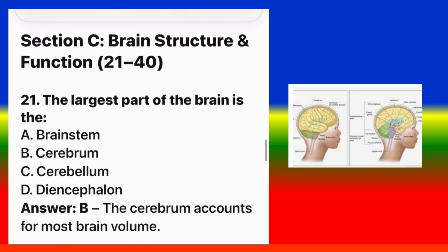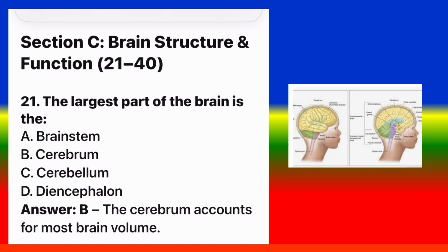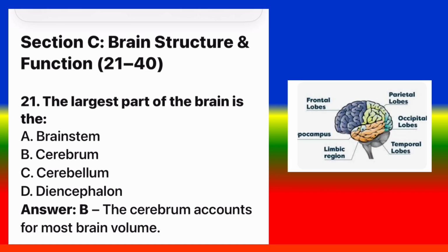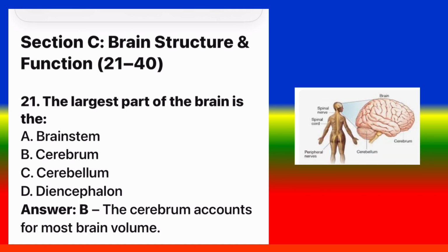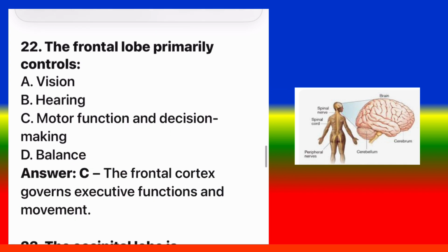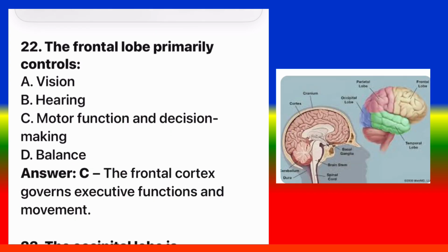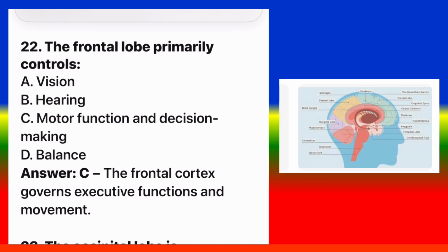Section C, brain structure and function, 21 to 40. 21. The largest part of the brain is the A, brainstem, B, cerebrum, C, cerebellum, D, diencephalon. Answer B, the cerebrum accounts for most brain volume. 22. The frontal lobe primarily controls A, vision, B, hearing, C, motor function and decision making, D, balance. Answer C, the frontal cortex governs executive functions and movement.